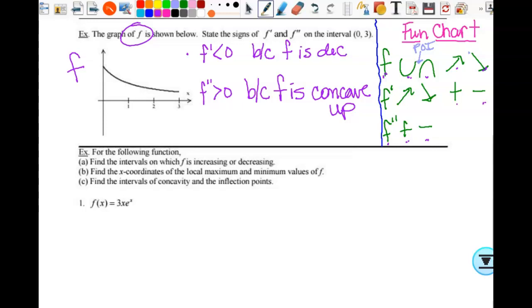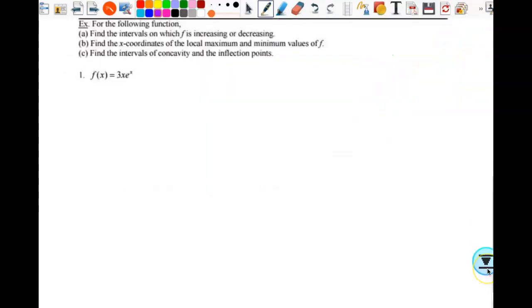All right. For the following function, find the intervals on which f is increasing or decreasing. Do we already know how to do that? Yes. The x-coordinates of the local max and mins. Do we already know how to do that? And then the intervals of concavity and inflection points. We haven't done that yet, but you think we can figure it out? I think we can. All right, so let's look at this. So the A and B, that's what we've been doing, right? We've already been doing that.